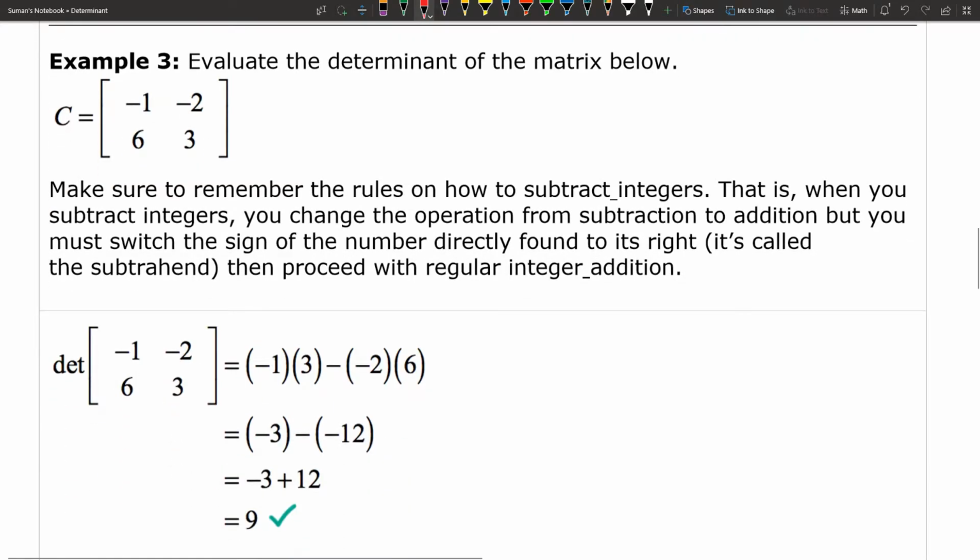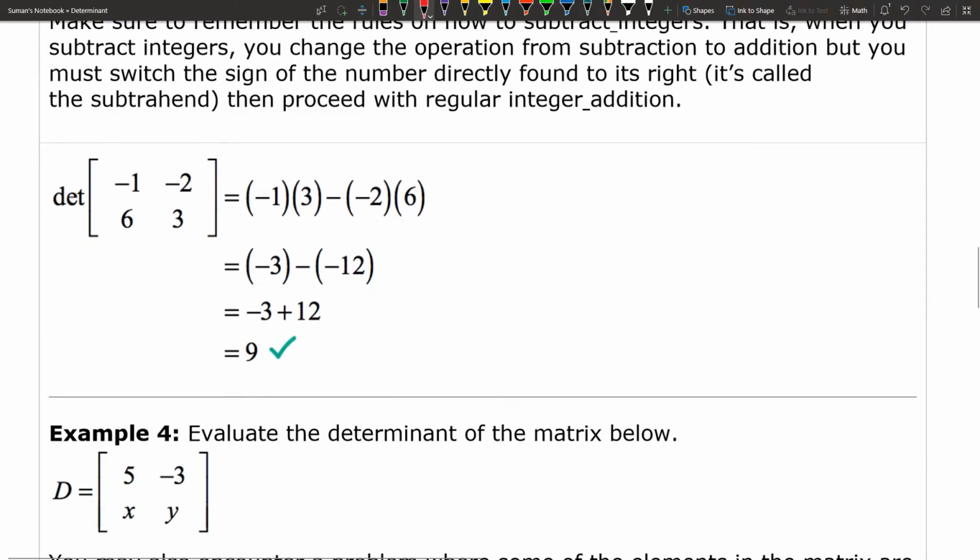Let's check the third example. Evaluate the determinant of the matrix below. According to the first row, minus 1, minus 2 are the elements and the second row elements are 6, 3. So to find the determinant of the matrix, we have minus 1 into 3 minus minus 2 into 6. So that is minus 3 minus of minus 12. So minus 3 plus 12, the result is 9.